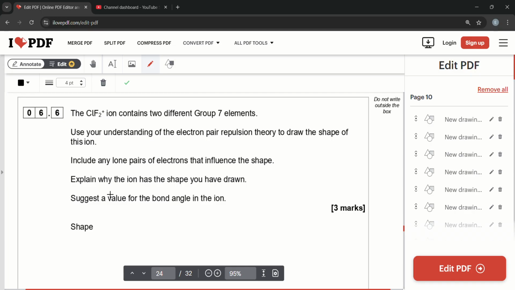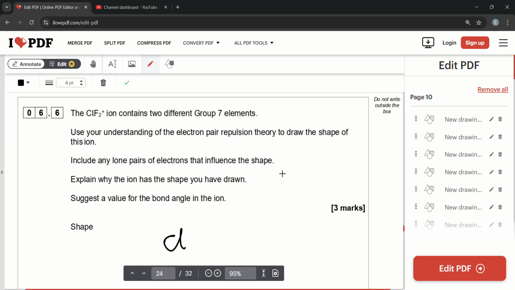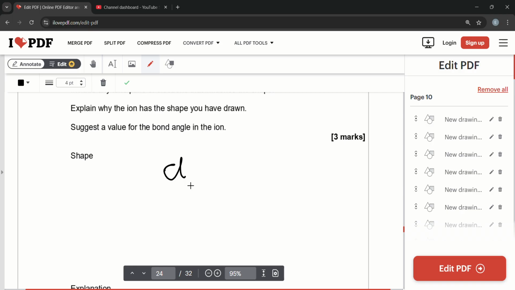6.6. The ClF2 plus ion contains two different group 7 elements. Use your understanding of electron pair repulsion theory to draw the shape of the ion. Include any lone pairs of electrons that influence shape. Explain why the ion has the shape you have drawn and suggest a value for the bond angle in the ion. ClF2. Well, it's going to be ClF.